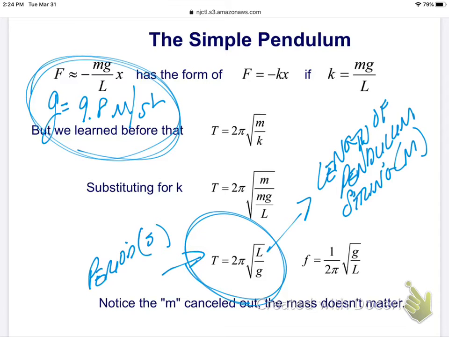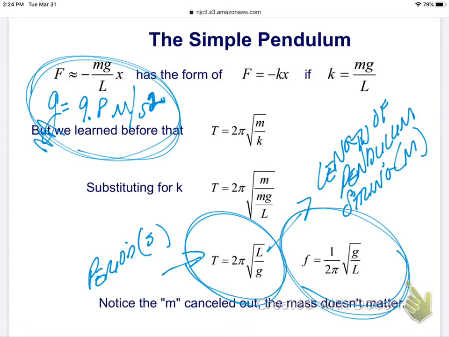G is the acceleration due to gravity. That's the acceleration that gravity will pull you down to the center of the Earth. And it's 9.8 meters per second squared. And it's meters per second squared because it's an acceleration due to gravity. The other equation is just the inverse of that.